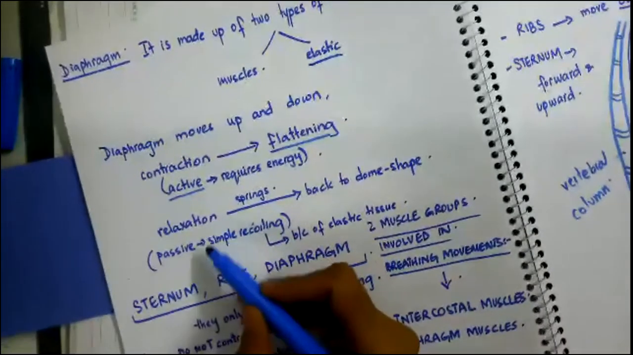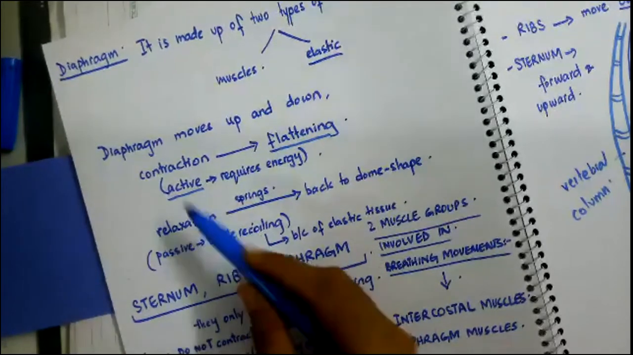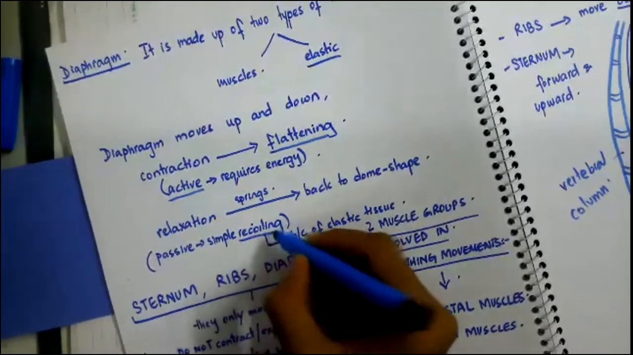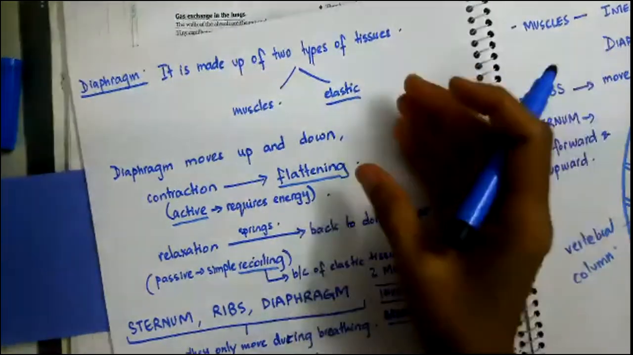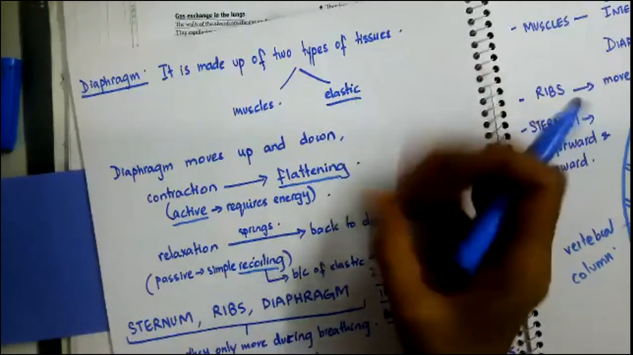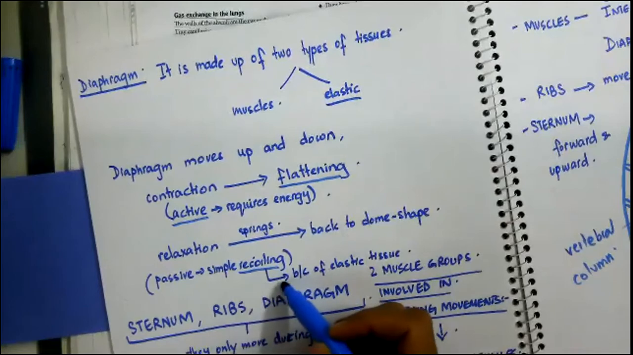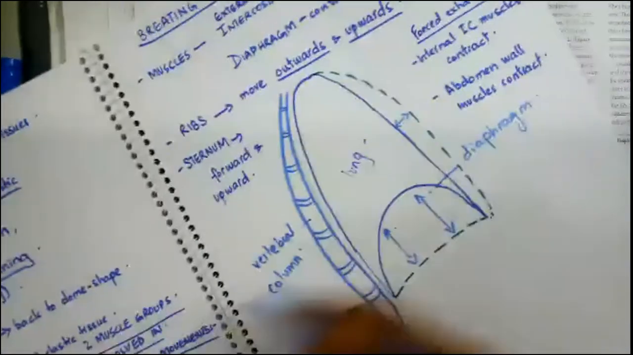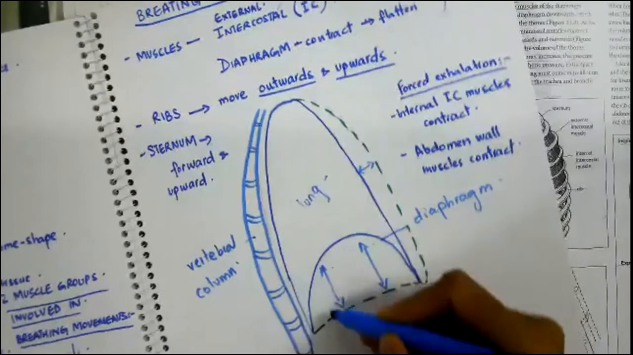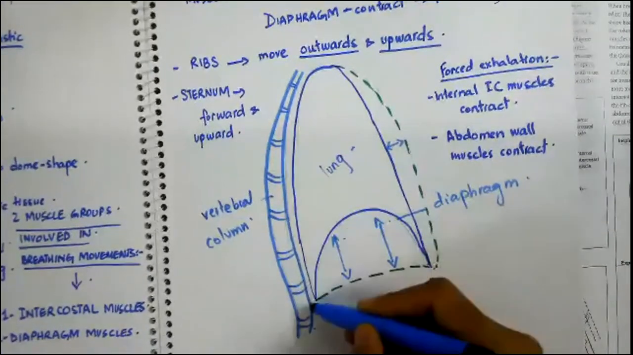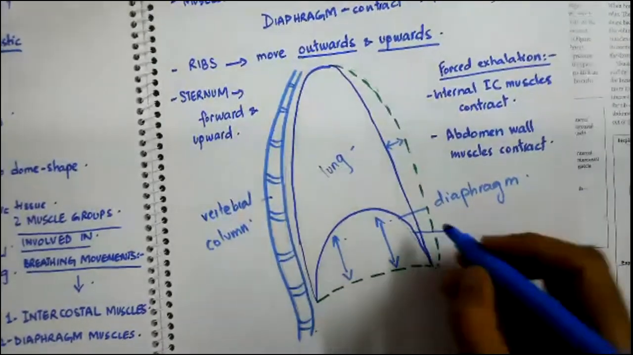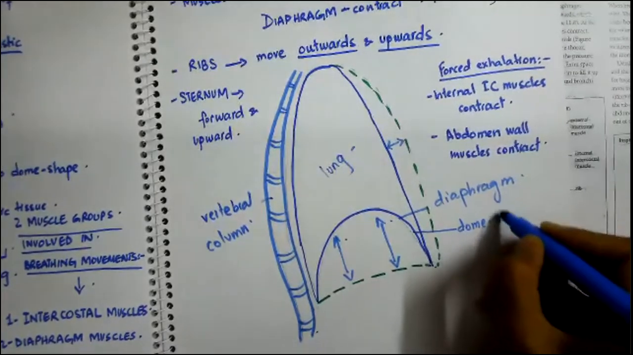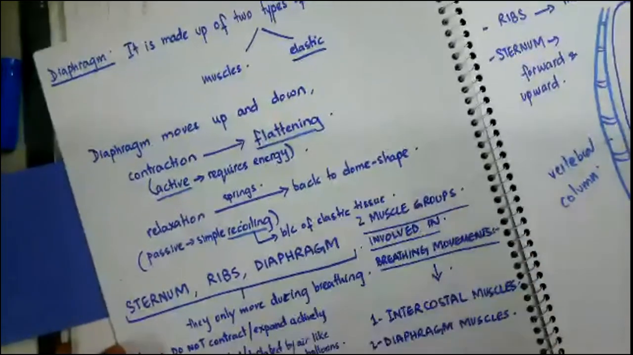Now, relaxation is a passive recoiling of the diaphragm. Why am I using the word recoiling? Because remember, it has elastic fibers, it has elastic tissues. So just like an elastic or a spring, it can recoil, okay? That recoiling causes the diaphragm to spring back to its original dome shape. So dome shape is its original shape. Contraction flattens it. Dome shape is its relaxed shape. Okay, so when it relaxes, it springs back to its dome shape.